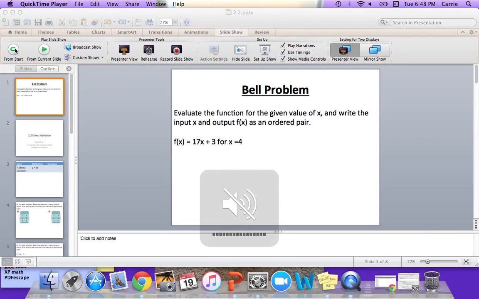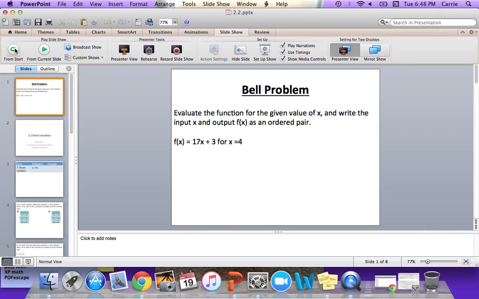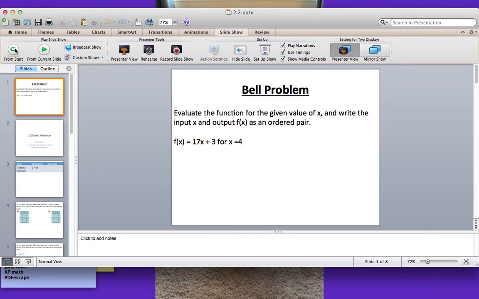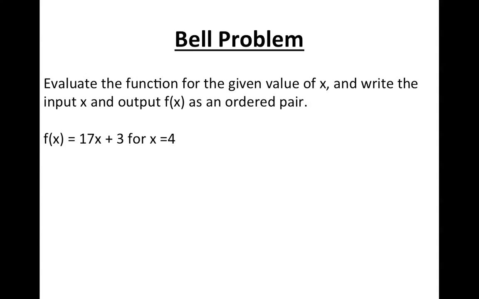Value of x and write the input x and output f of x as an ordered pair. Remember, an ordered pair is in parentheses with a comma in between the two numbers. For the given value of x, you will put 4, and then we have to figure out what the output value is by plugging in 4 into our equation wherever we see an x. So remember, you rewrite the equation and replace x wherever you see an x with parentheses.